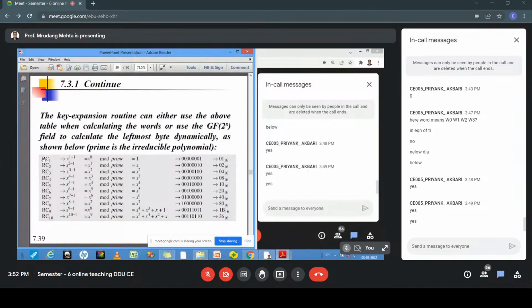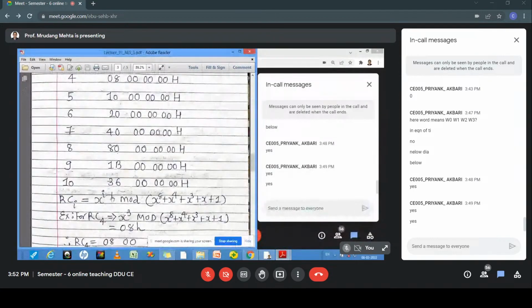So this is our round constant. It is obtained as per this formula: RC i is equal to x raised to i minus 1 mod x raised to 8 plus x raised to 4 plus x cubed plus x plus 1. Now this polynomial, as you know, is in the Galois field, right? So we apply the same method, x raised to i minus 1 mod this. If it is RC4, that means i equal to 4, 4 minus 1 is 3, so it is x cubed mod this.